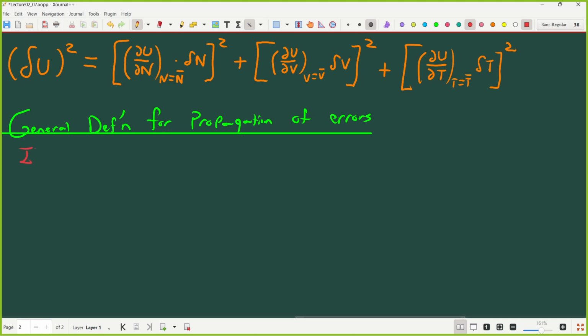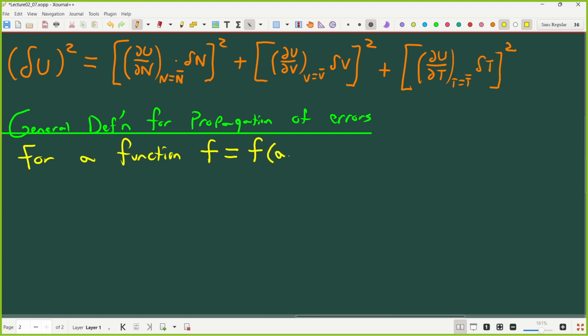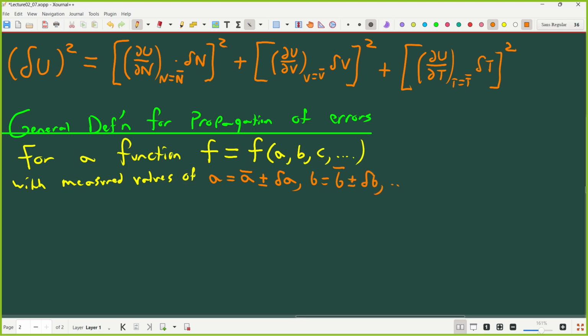It says if, oh, sorry, wrong color. All right, for a function f, which is a multivariable function of variables a, b, c, and so on, so you've got a bunch of inputs a, b, and c, with measured values, and I'll write this in a different color, a equals the best value of a plus or minus delta a, b equals the best value that you measure of b plus or minus delta b, and so on and so forth.